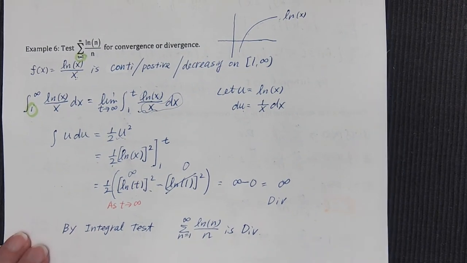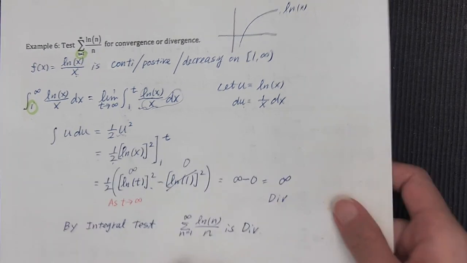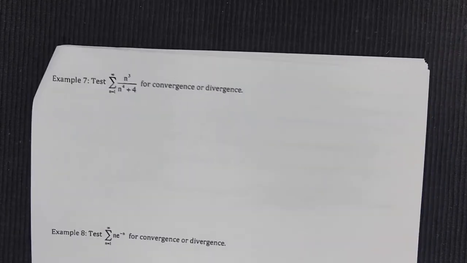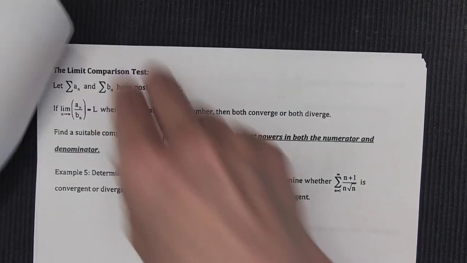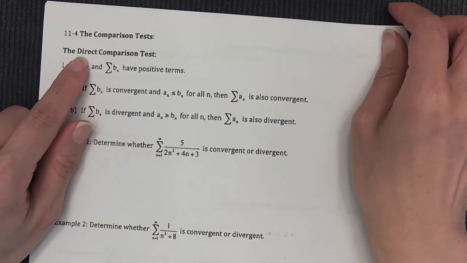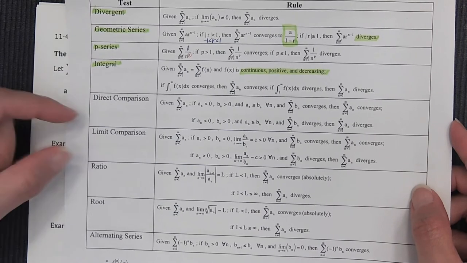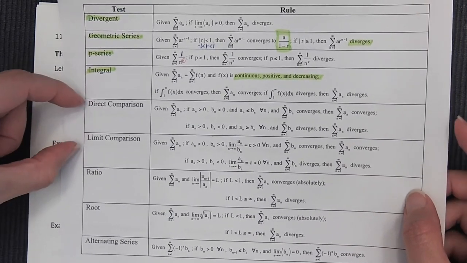Any questions here? Okay, because we are moving on to the next section today, 11.4. The model is the same as before, so you can do the integral test, and I will let you guys practice it. Next test: there are two tests, called comparison tests. There's the direct comparison test and the limit comparison test.